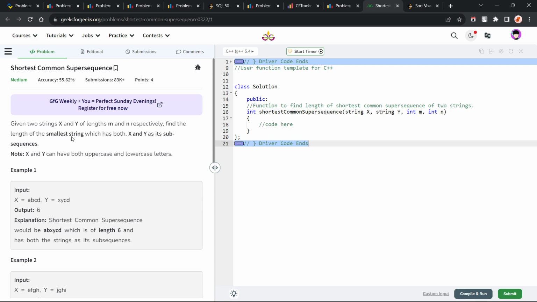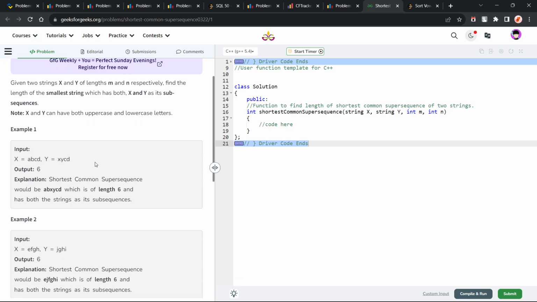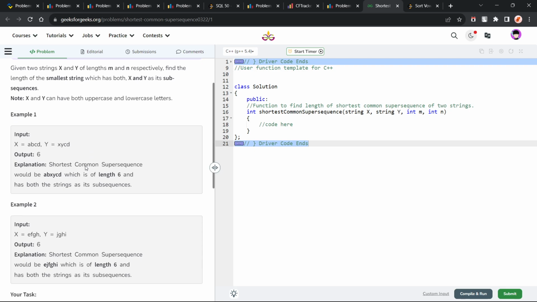It says that we have been given two strings x and y of length m and n respectively. Find the length of the smallest string which has both x and y as subsequences.